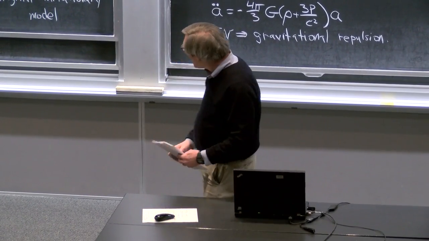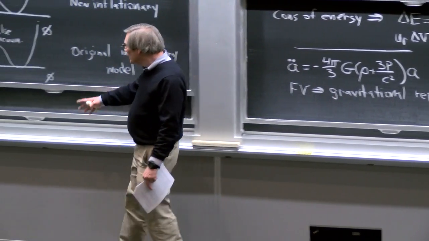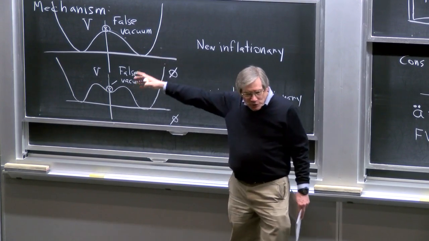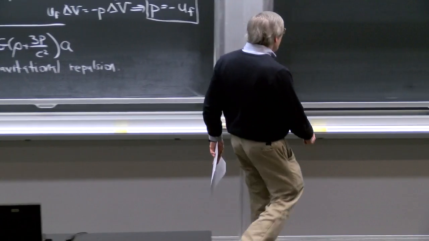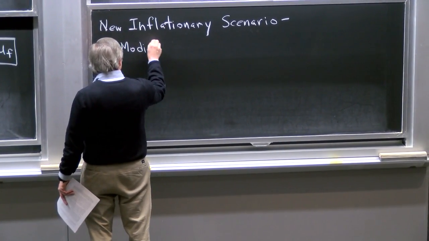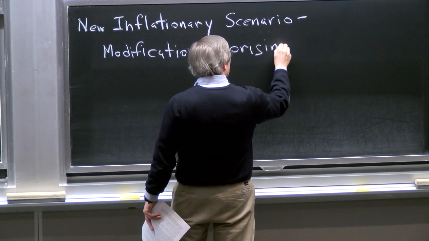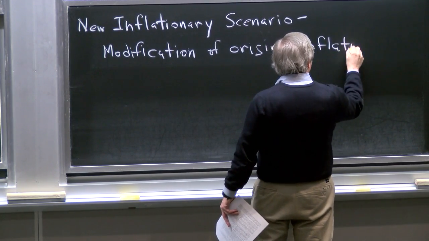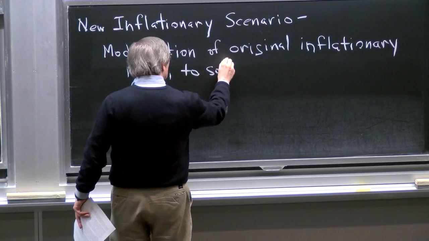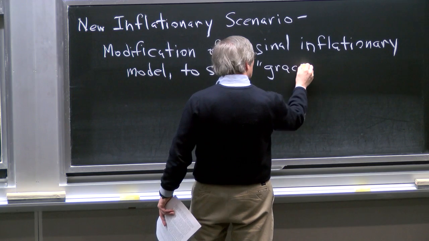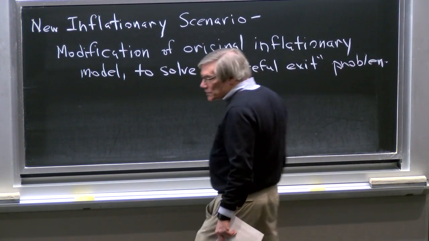So that's the basic story of how new inflation succeeded in allowing inflation to end gracefully, is the phrase that was used. The problems associated with this model came to be called the graceful exit problem. And this is the first solution to the graceful exit problem. There are now other solutions, but they're very similar, actually. So I'll just write here that it's a modification of the original inflationary model. Solve this graceful exit problem.